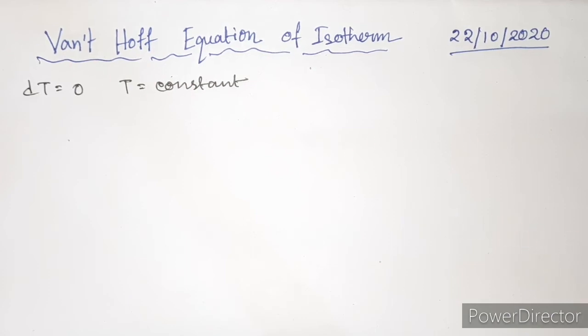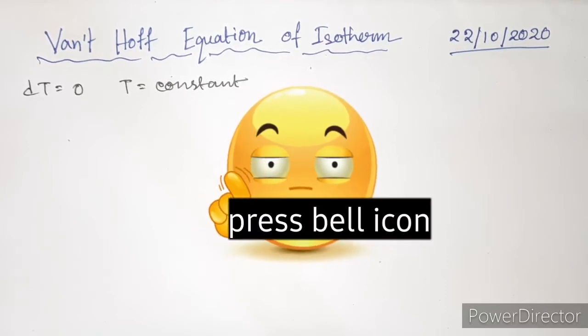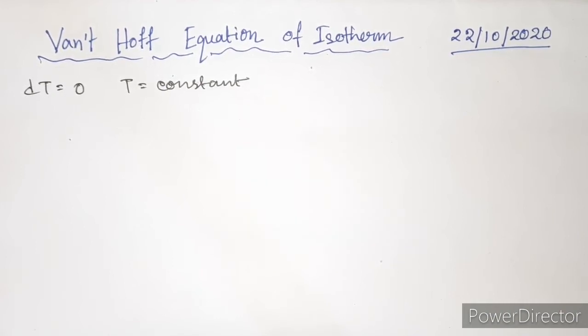Now the Van 't Hoff equation of isotherm deals with the Gibbs free energy G and the equilibrium constant Kp. If the equilibrium constant is denoted by Kp, then the Van 't Hoff equation of isotherm relates the Gibbs free energy G and the equilibrium constant Kp. So the relation between the Gibbs free energy and Kp is actually the Van 't Hoff equation of isotherm.